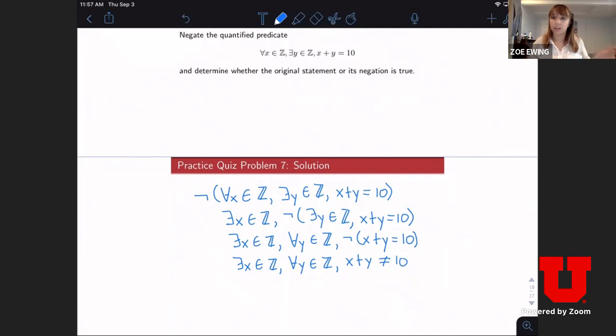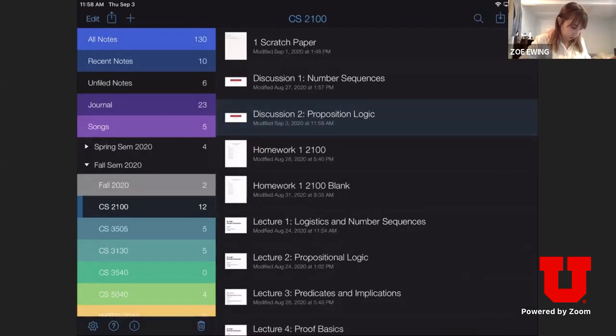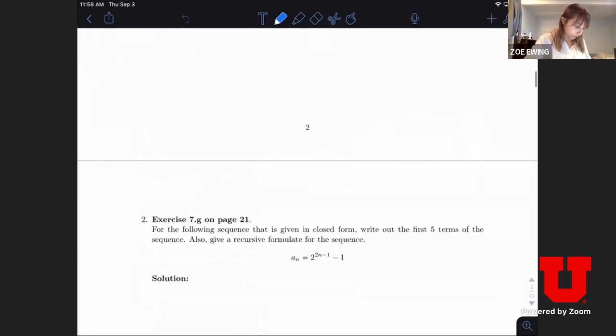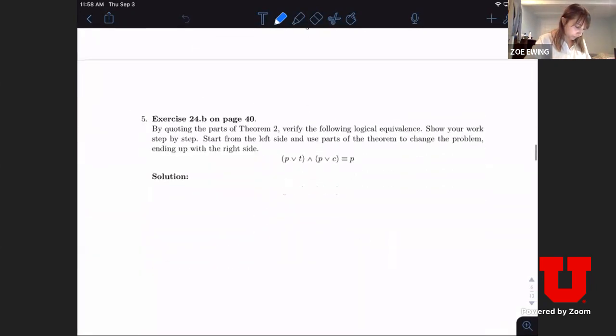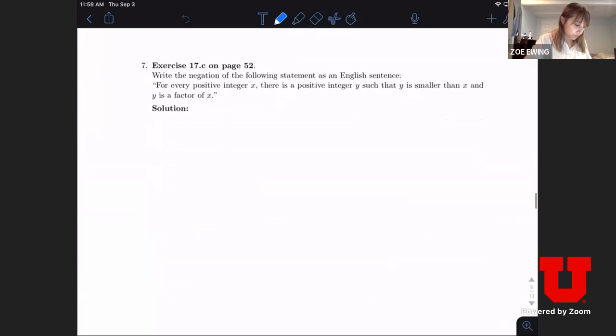All right. Anybody else have a practice quiz problem we want to try? Could we do a homework problem? Yeah, sure. Which homework problem? Number 7. Number 7. Let me go. Let's see.